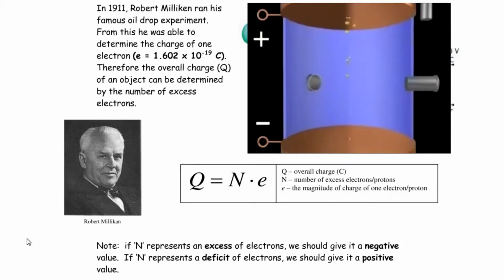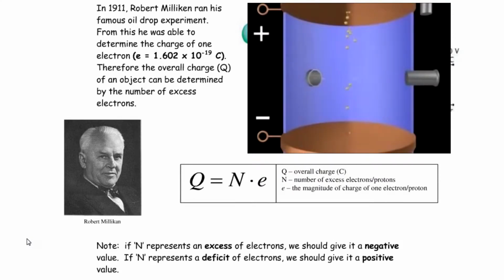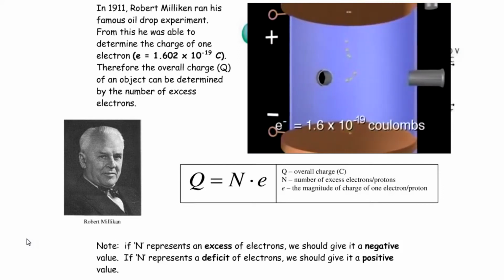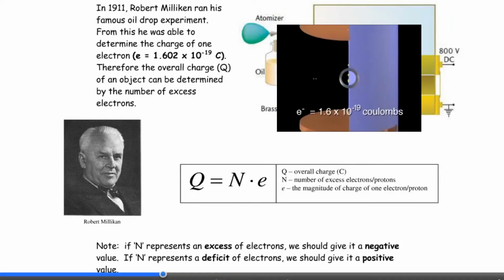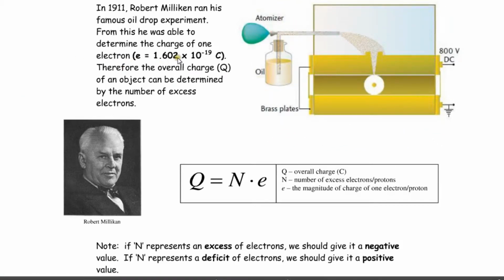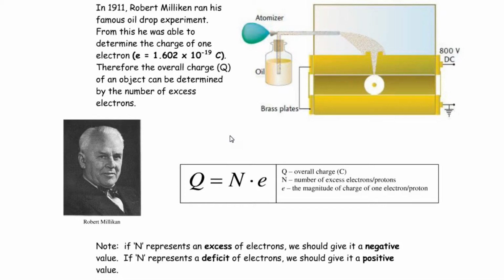After doing this experiment numerous times, he realized that the charge on these oil droplets changed by a multiple, and the lowest common multiple was 1.602 times 10 to the negative 19 coulombs. He concluded that this must be the lowest possible charge transferred from one object to another, and therefore must be the charge on an electron, and therefore also the charge on a proton, but positively charged.